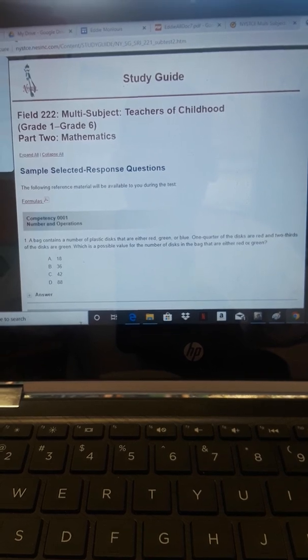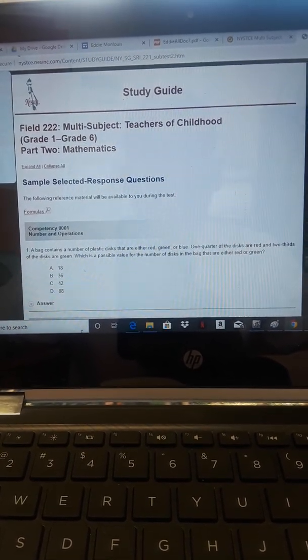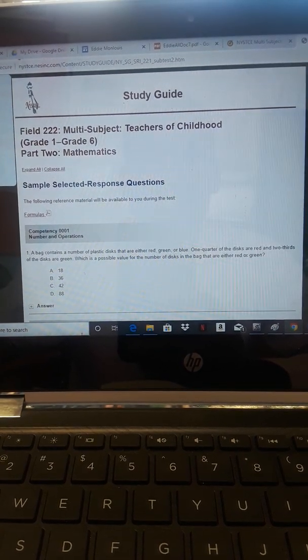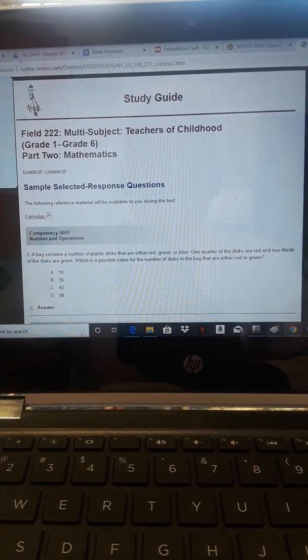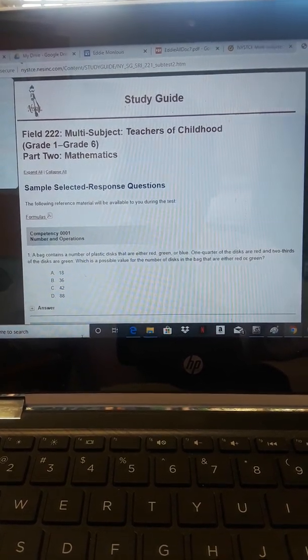A bag contains a number of plastic discs that are either red, green, or blue. 1/4 of the discs are red and 2/3 of the discs are green. Which is a possible value for the number of discs in the bag that are either red or green?